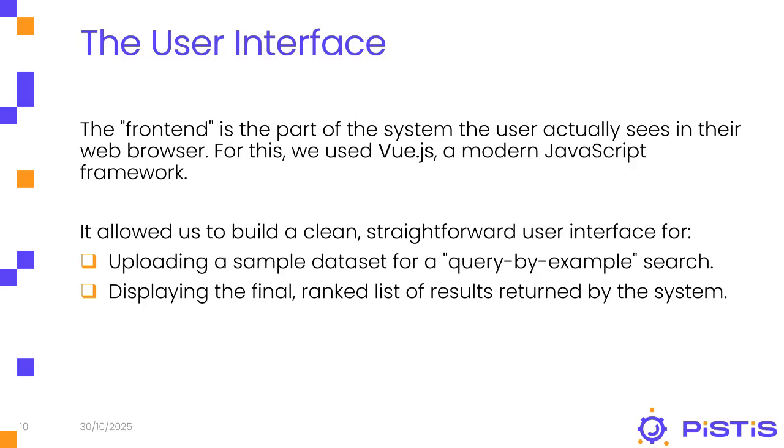Finally, let's talk about the user interface. The front end is the part of the system that the user actually sees and interacts with in their web browser. For this, we used Vue.js, a modern JavaScript framework. It allowed us to build a clean and straightforward user interface for the two key functions: uploading a sample dataset to perform a query by example search and displaying the final, ranked list of results that our system returns.